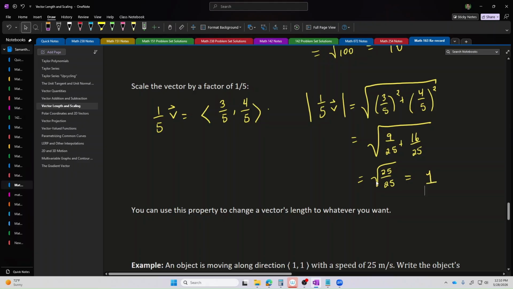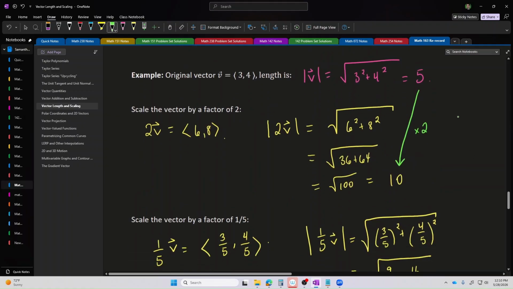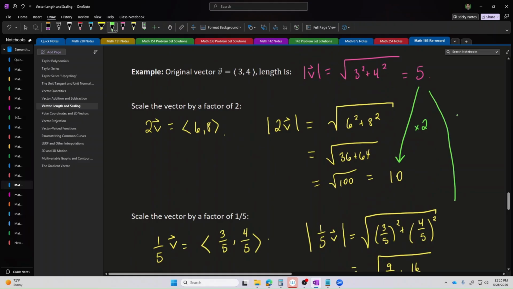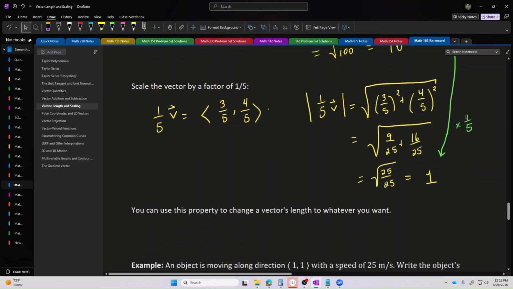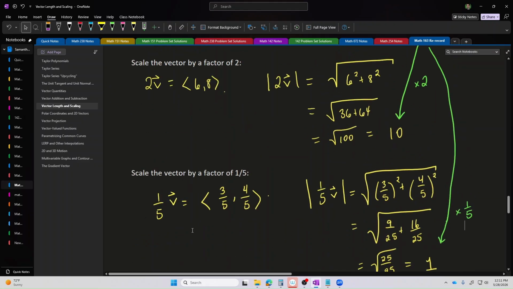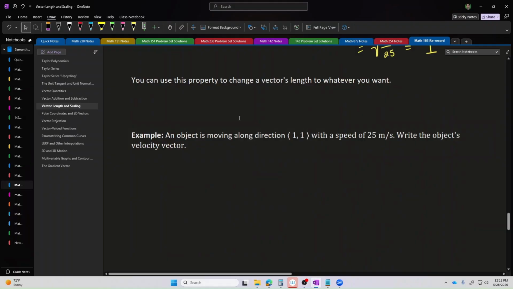So this scaling, to use the language of the class, has turned v into a unit vector because it now has a length of 1. It's taken the length we used to have, 5, and it has basically eliminated that length. It's turned 5 into 1 by this factor of 1/5. So if one bears this in mind, that scaling a vector has the effect of scaling its length by the same amount, you can change a vector's length to whatever you desire.